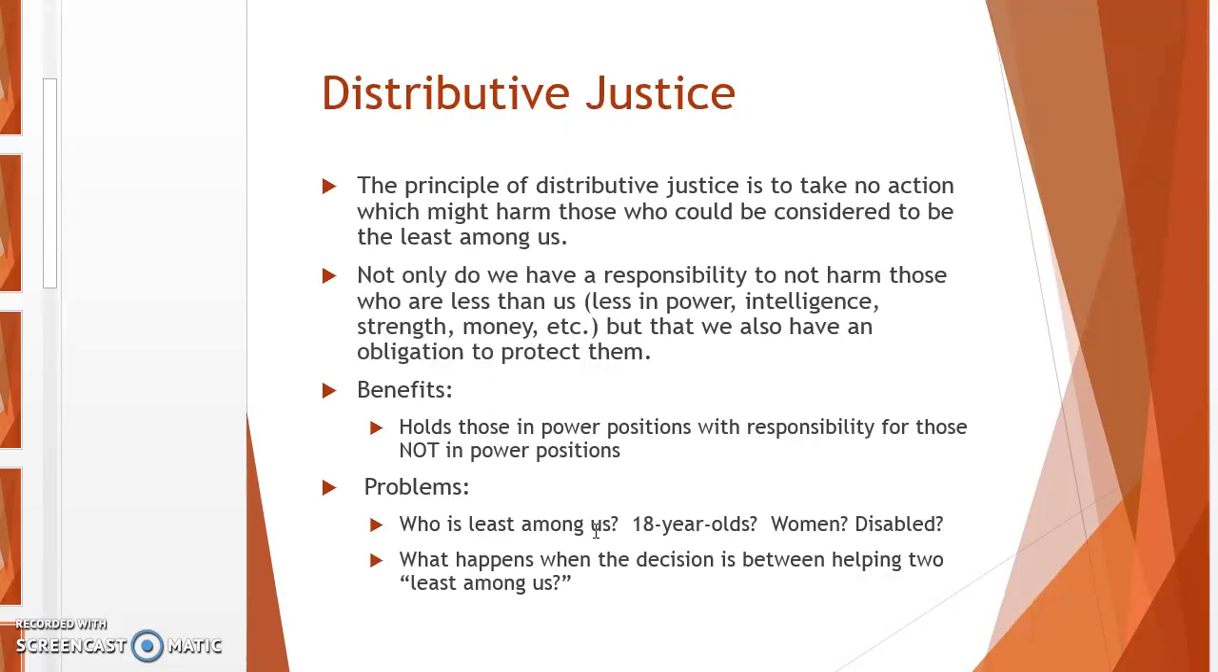And also, what happens when the ethical dilemma is between two least among us, two 10-year-olds, two mentally challenged or disabled people? How do we handle ethical dilemmas where the decision would harm one and not the other, and they're both the least among us? So this is a good one to think about. Again, a lot of world religions have this built into their religious system, and it's a good one in terms of protecting people. It has its problems.